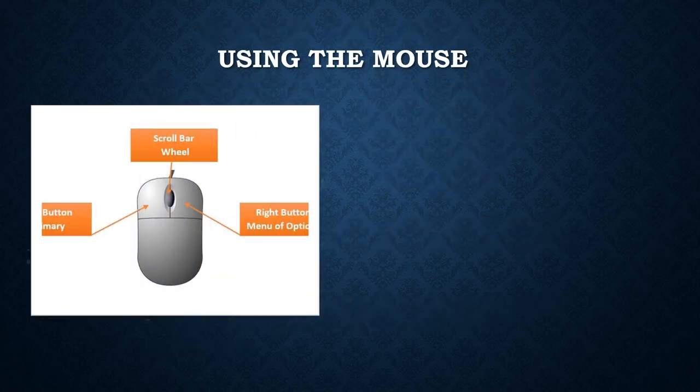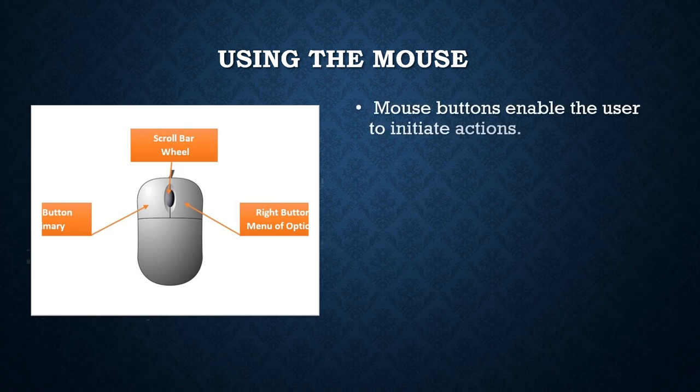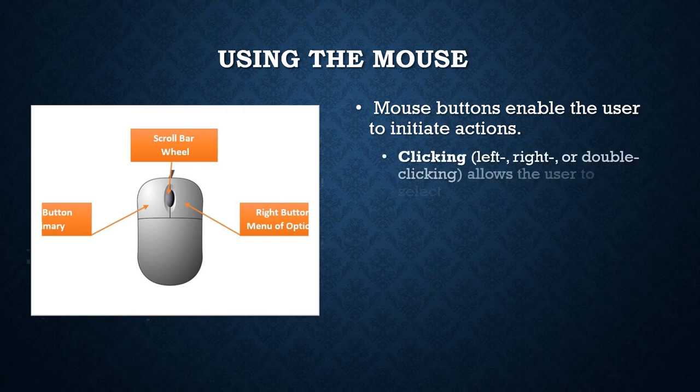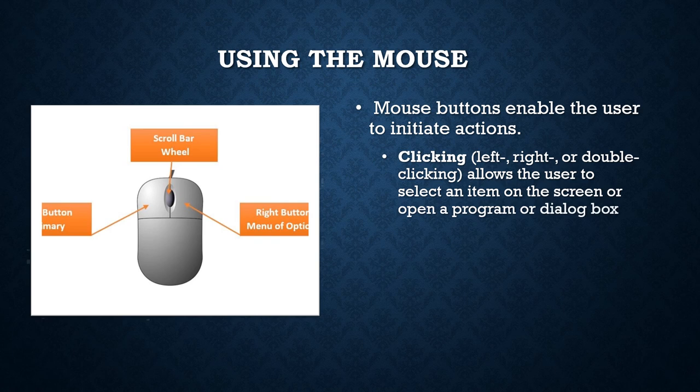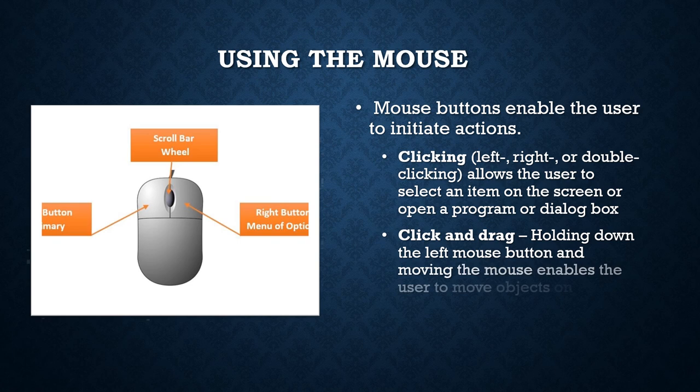Using the mouse. Mouse buttons enable the user to initiate actions. The first action is clicking, left, right, or double clicking. It allows the user to select an item on the screen or open a program or dialog box. Click and drag. Holding down the left mouse button and moving the mouse enables the user to move objects on the screen.